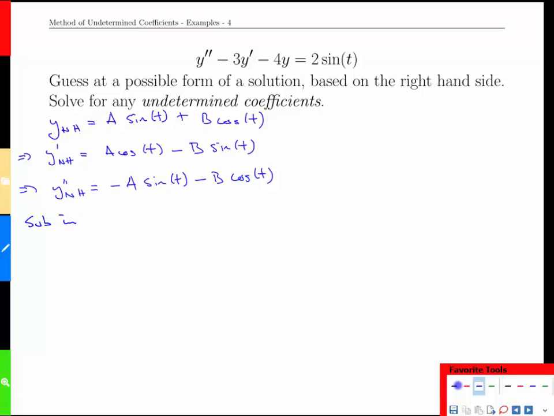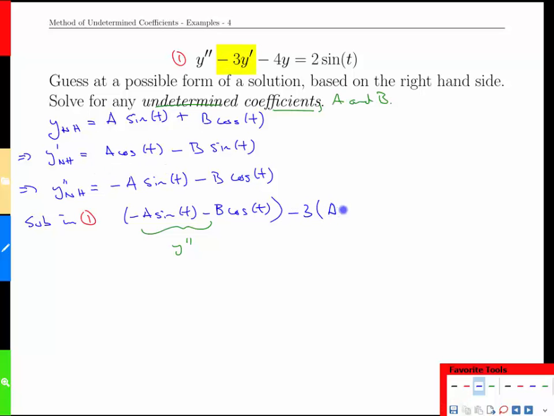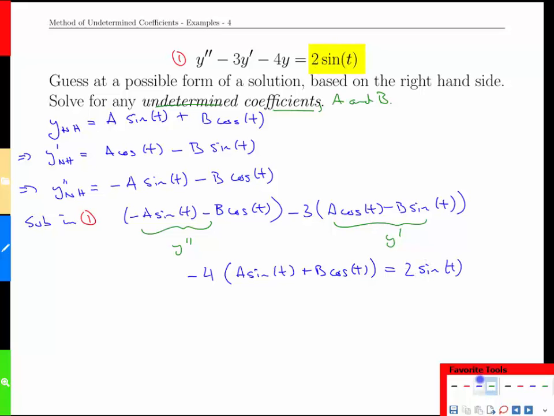Now we're going to sub that into our differential equation, and that will hopefully let us solve for the undetermined coefficients, which are a and b. Let's see how that plays out. y double prime, second derivative, negative a sine of t, negative b cos of t. That is our y double prime. We also have negative 3 times y prime. That's the a cos minus b sine. And our negative 4y, our y is a sine plus b cos. And that all has to add up to 2 sine t. This being our y value.